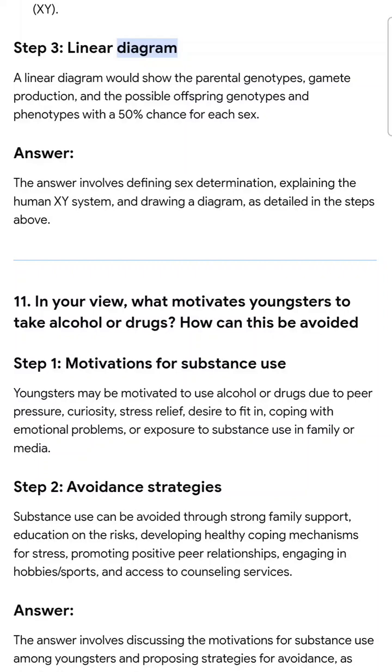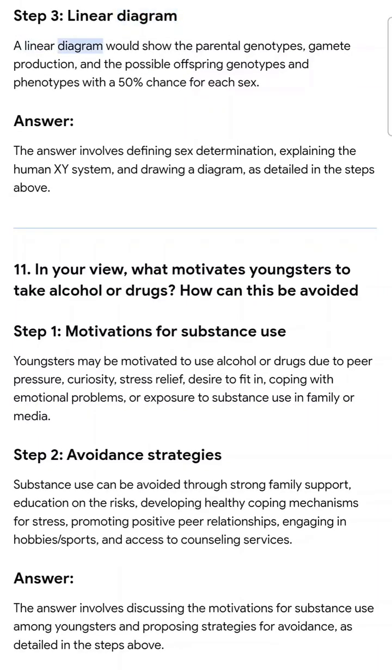Step 3. Linear diagram. A linear diagram would show the parental genotypes, gamete production, and the possible offspring genotypes and phenotypes with a 50% chance for each sex. Answer. The answer involves defining sex determination, explaining the human XY system, and drawing a diagram, as detailed in the steps above.